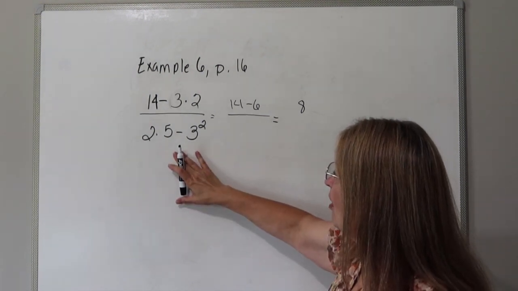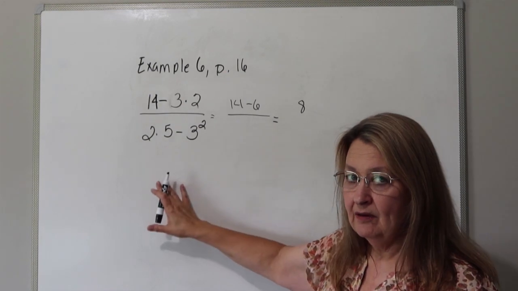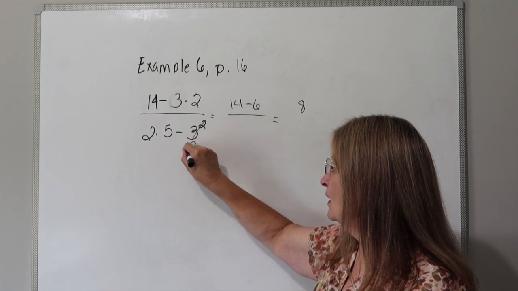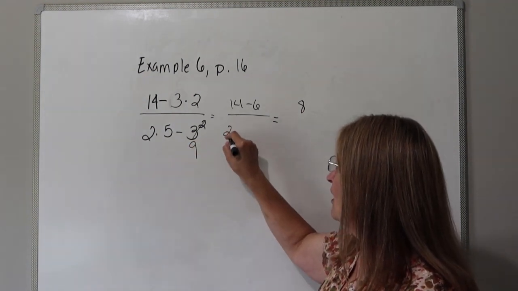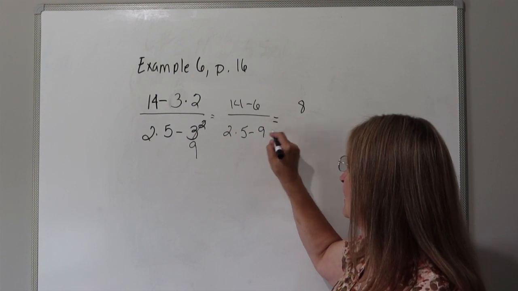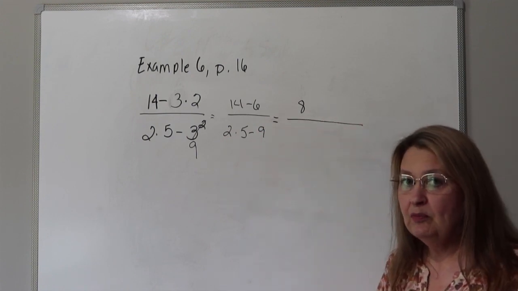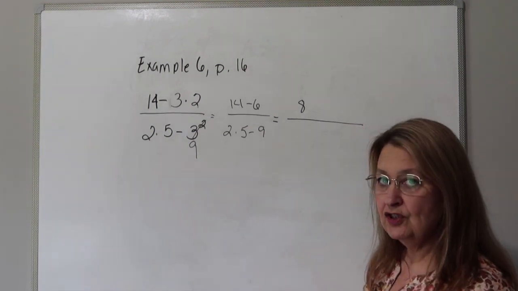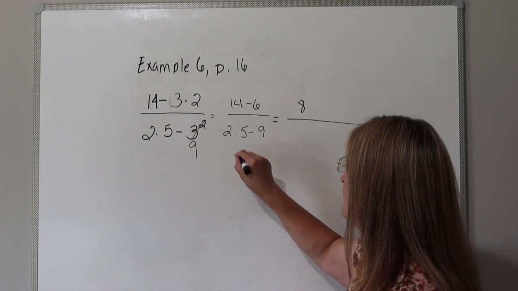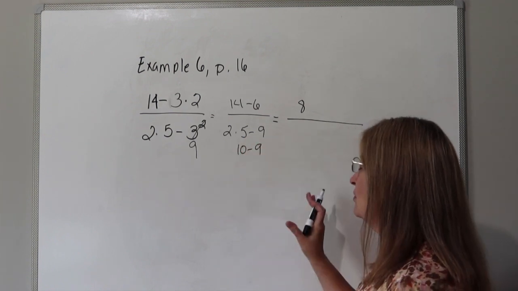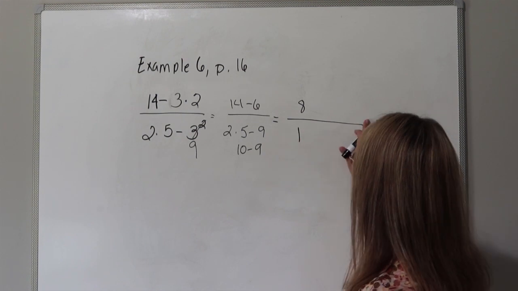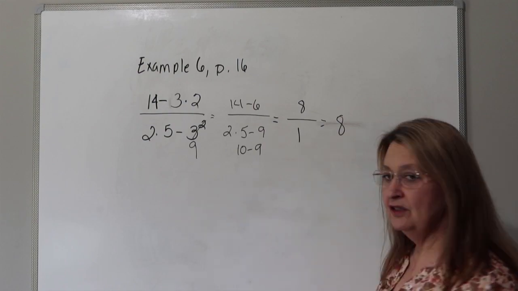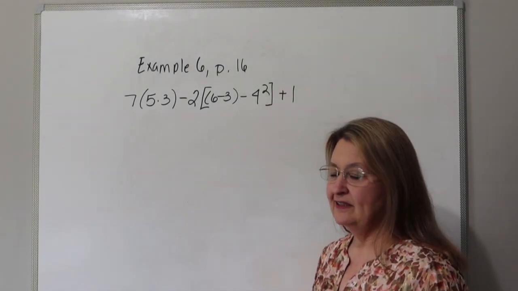Alright, now let's come down here on the bottom. There's no grouping symbols within this, but there is exponents. So what is 3 squared? 9. So now I have 2 times 5 minus 9. According to PEMDAS, I'm going to start at my left and work my way to the right, and I'm going to do multiplication or division first. So 2 times 5 is 10. So now I have 10 minus 9, which is 1. And what is 8 divided by 1, or 8 over 1? Is just 8.